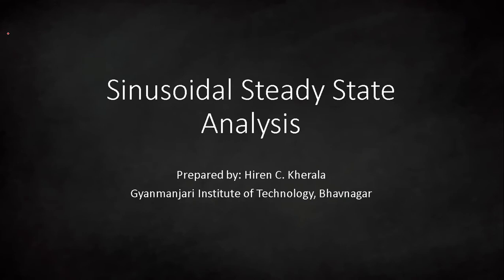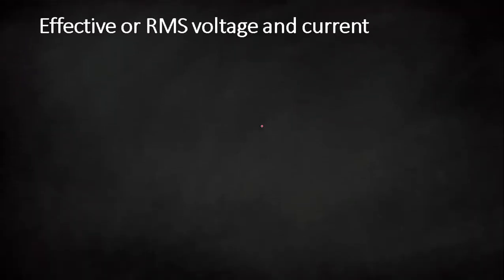We are discussing sinusoidal steady state analysis. In the previous lecture we discussed what a sinusoid is, what a phasor diagram is, and other relevant terms. In this chapter we are going to discuss the effective or RMS value of voltage and current. Now, what is the RMS value or the effective value of voltage and current?